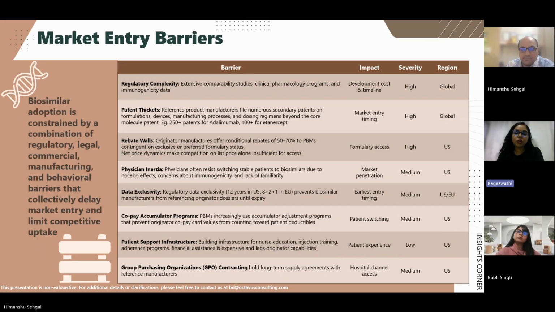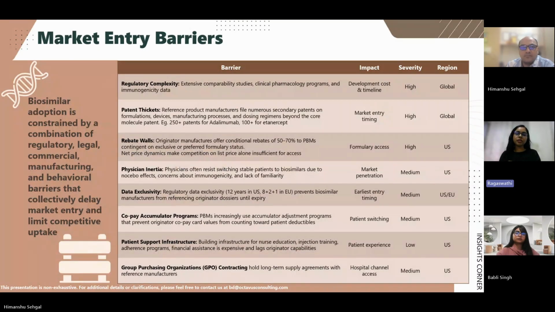So this is actually what is influencing the market entry timing of the biosimilars, and its impact is huge. For example, we can tell that Humira has more than 250 patents, secondary patents, not even the core patents protecting it, and the battle is still going on.